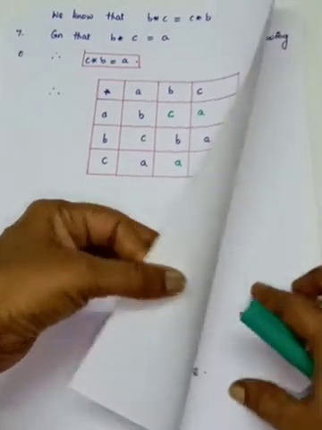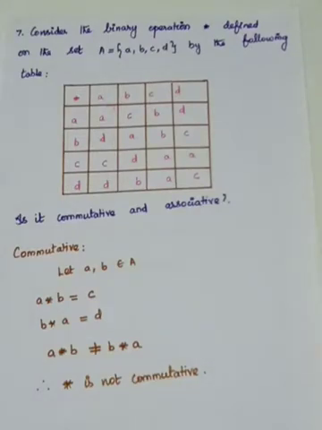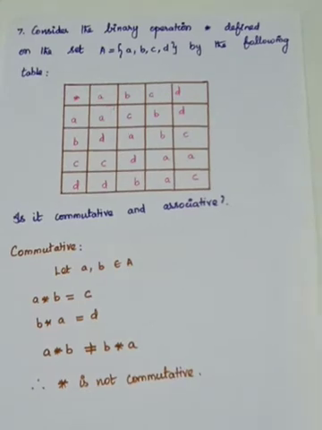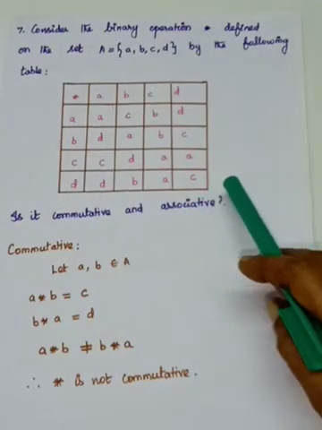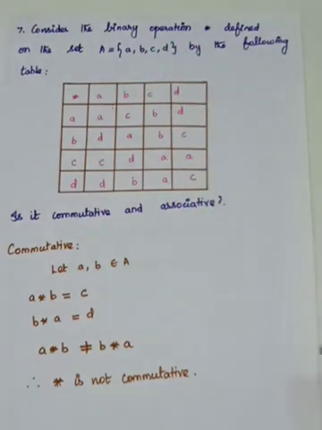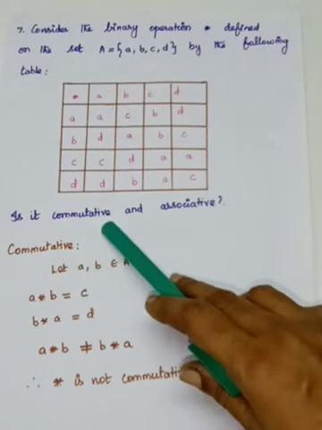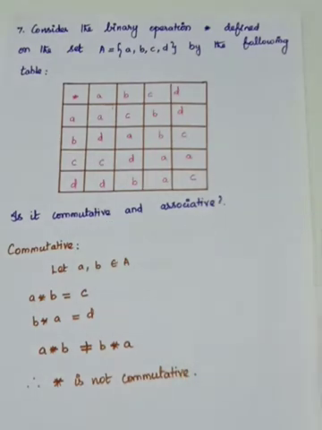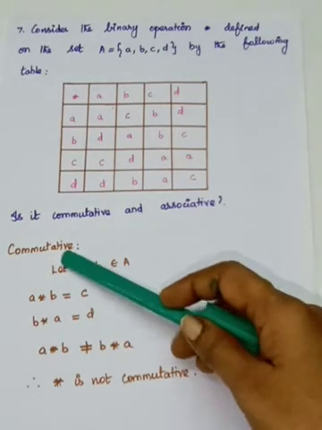Okay, we'll come to the next problem, the 7th problem. Consider the binary operation asterisk defined on the set A equal to {a, b, c, d} by the following table. The table is given. The operation asterisk is defined on this set a, b, c, d. You have to find out whether it is commutative and associative. So we have to check the property of commutative and associative for this non-empty set with respect to the operation asterisk.